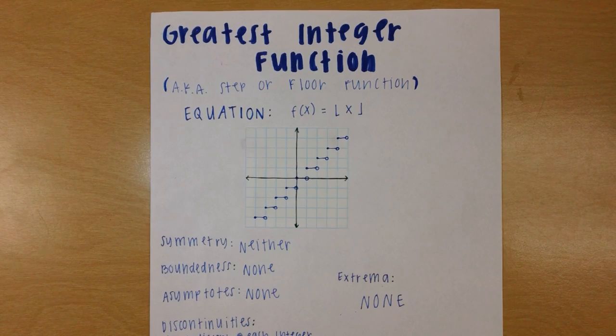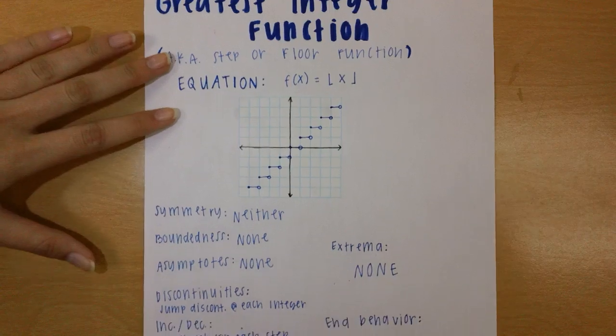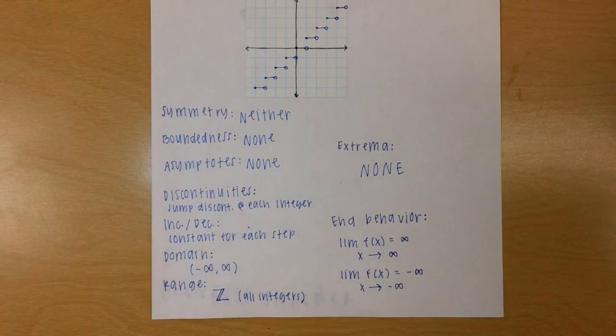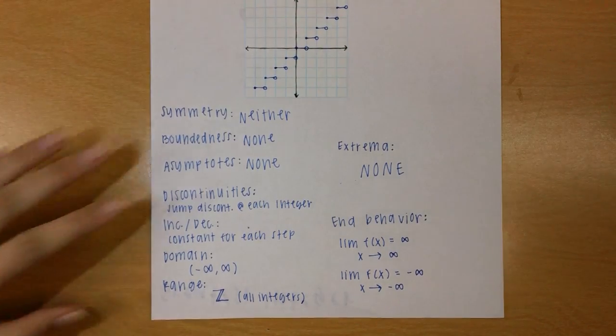There is no symmetry, it is not bounded, and there are no asymptotes. There are jump discontinuities at each integer. It is constant at each step, and there are no extrema. The limit of f of x equals negative infinity as x approaches negative infinity. The limit of f of x equals positive infinity as x approaches positive infinity. The domain is negative infinity to positive infinity, and the range is all integers.